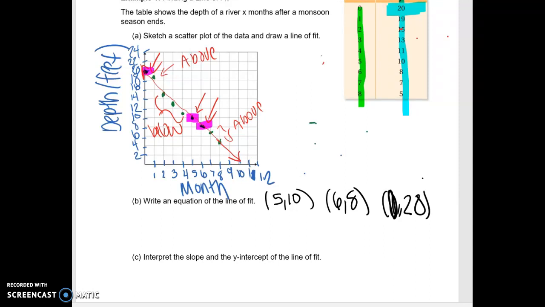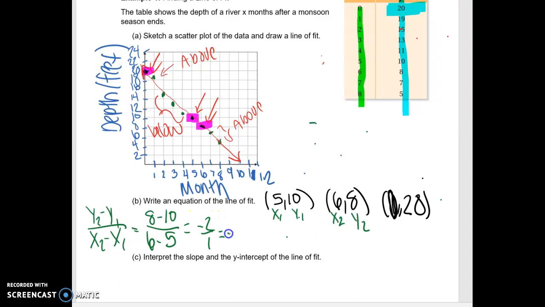So you can either do rise over run, or you could do your x1, y1, x2, y2 to find your slope. And that's our y2 minus y1 over x2 minus x1. My y2 is 8. My y1 is 10. x2 is 6. x1 is 5. Negative 2 over 1, which gives us a negative 2.